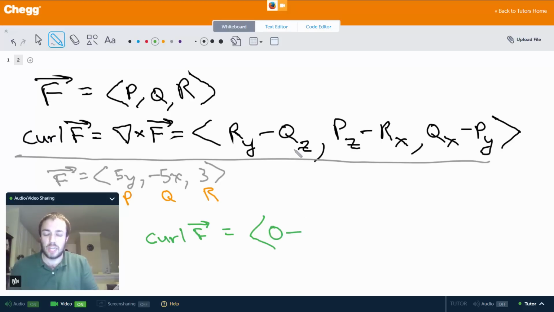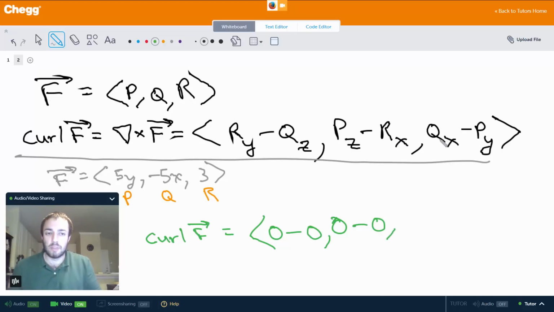And then we're going to subtract the partial of q with respect to z. Well, q is just a function of x, so the partial of q with respect to z is 0. What about the partial of p with respect to z? Well, p is just a function of y, so the partial of p with respect to z is 0. And then we're subtracting the partial of r with respect to x. Again, r is just a constant, so that's going to be 0.